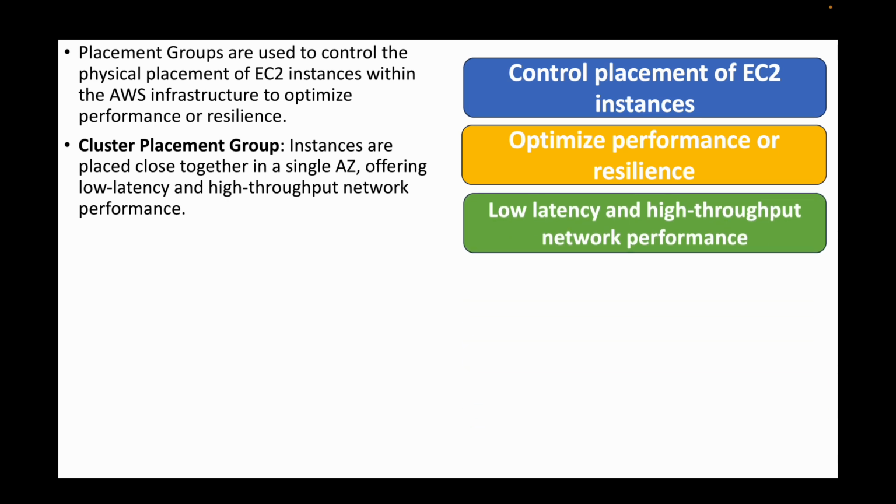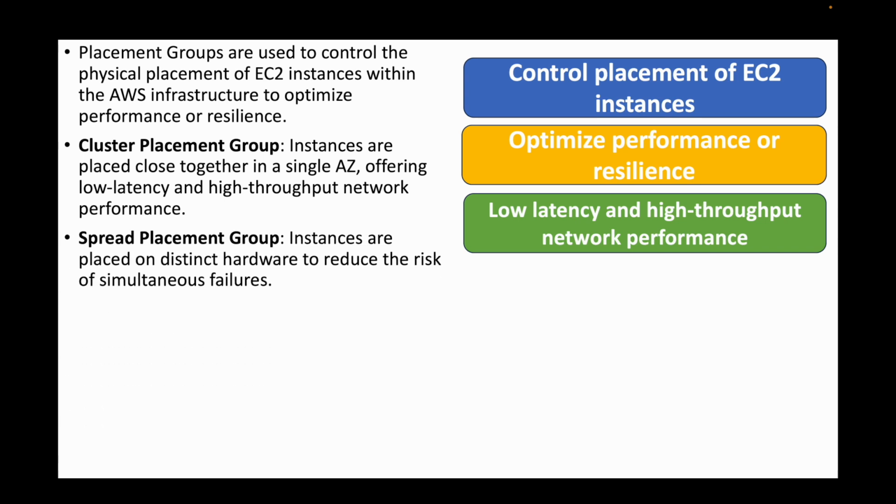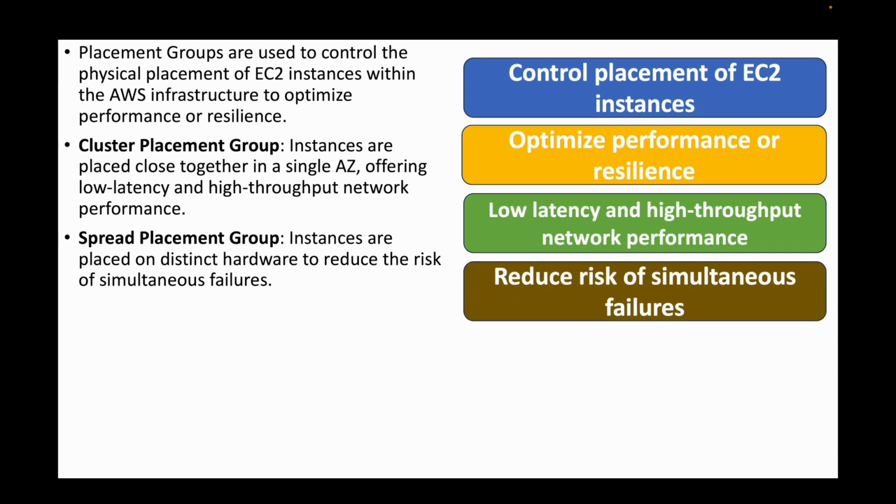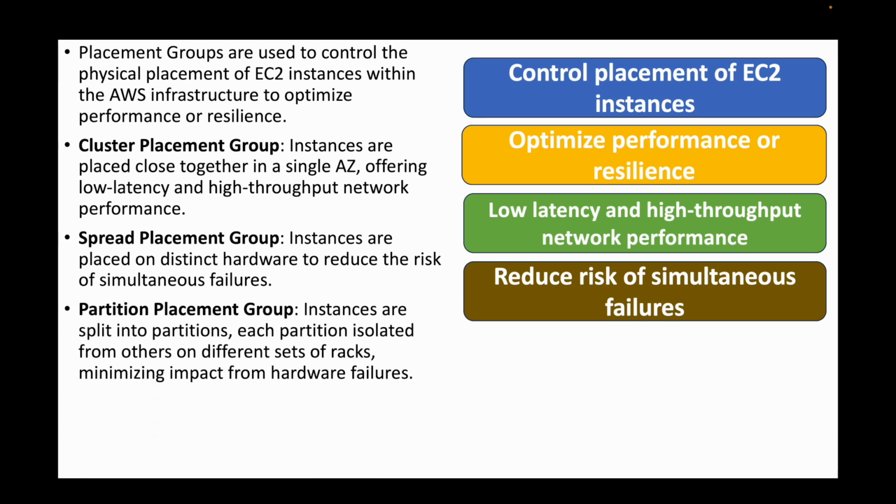So under this, you'll be placing the instances together in a single availability zone, and this offers you low latency and high throughput network performance. Then you have the spread placement group. Under this, the instances are placed on distinct hardware, and this helps you to reduce the simultaneous failure of the hardware. And then finally you have the partition placement group.